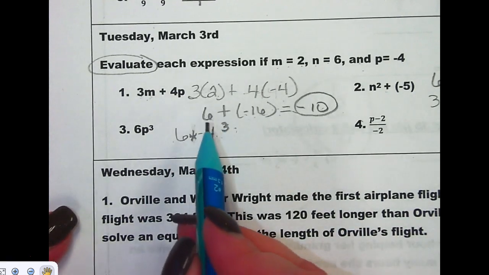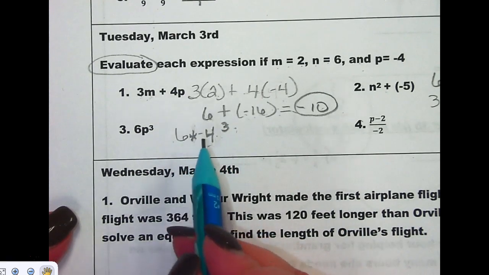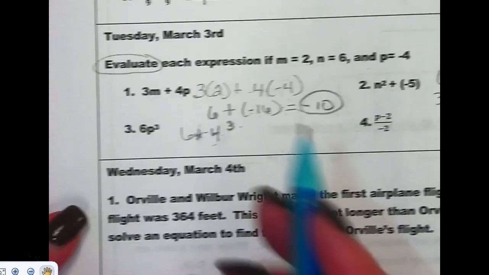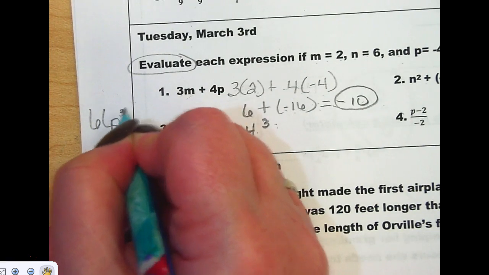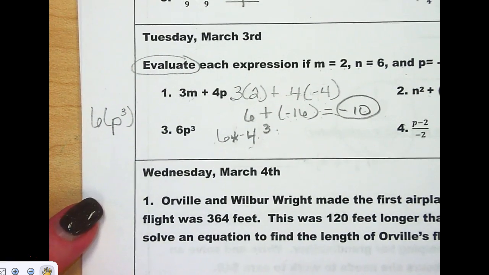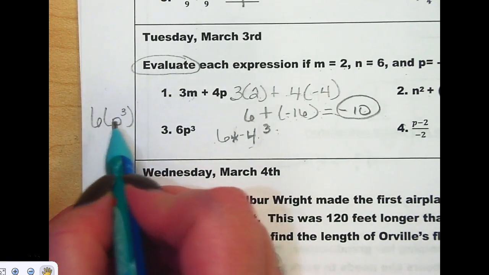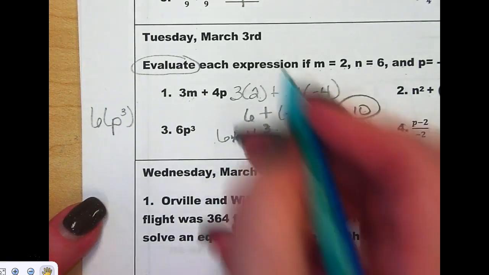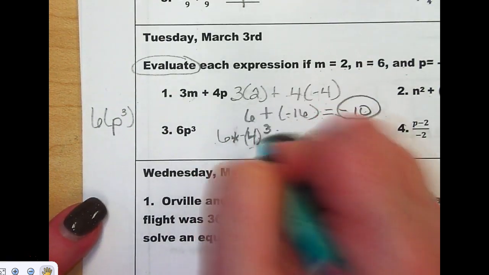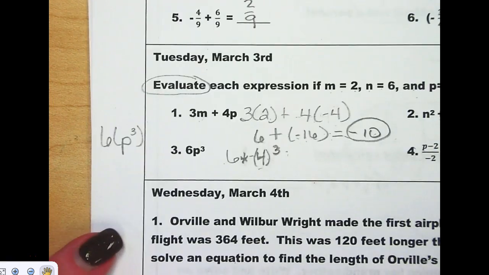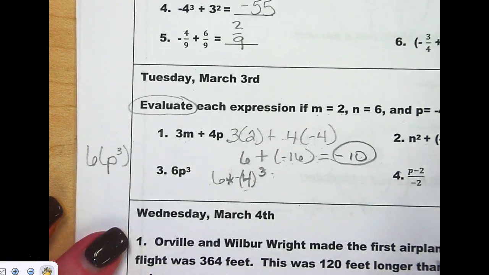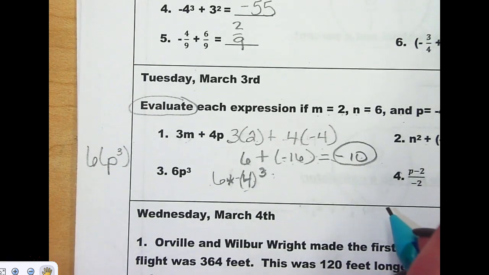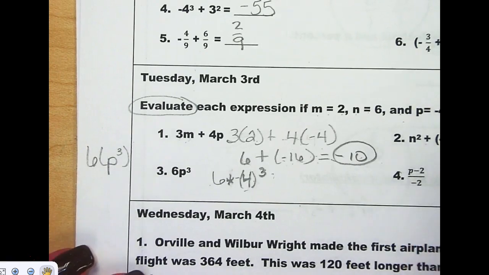And normally we would grab the sign in front of it, but that's only if it looked like this. Then the negative would go with it. Here the negative does not go with it. It's in front of it. So it's 4 to the 3rd power, which means 4 times 4 times 4. 4 times 4 is 16, and 16 times 4, 64.